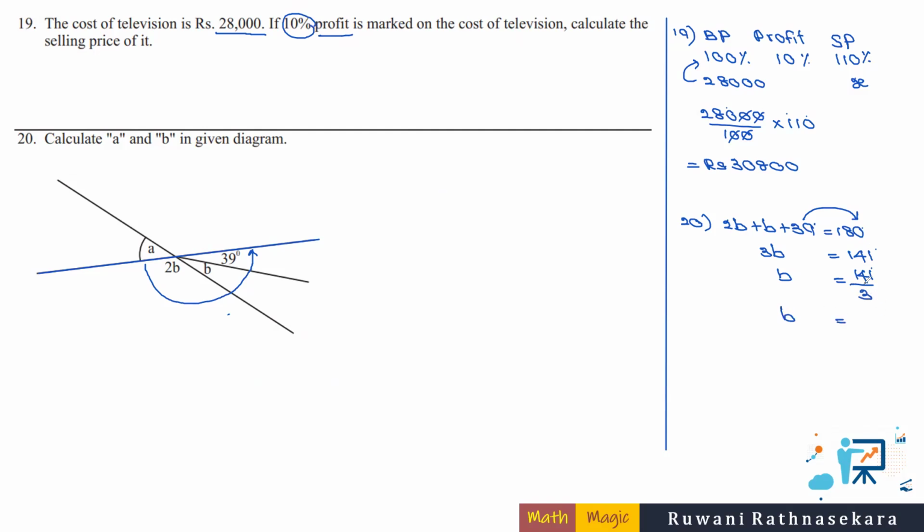See if you get it. 3 times 47 is 141, so B is 47 degrees. Right? Now you can use this information to find what A is. The easiest way I see is pairs of vertically opposite angles. Since A is vertically opposite to the sum of B and 39, A is going to be equal to B plus 39. Right? Then A is equal to B, which is 47, plus 39, which will become 86 degrees.